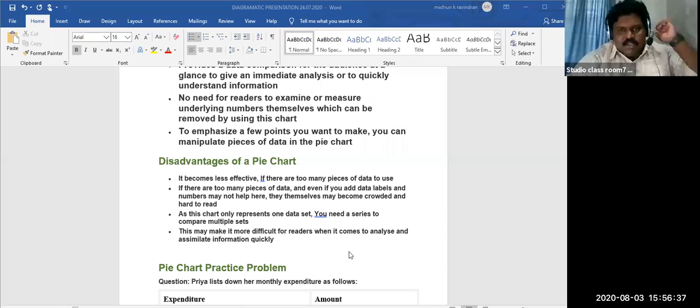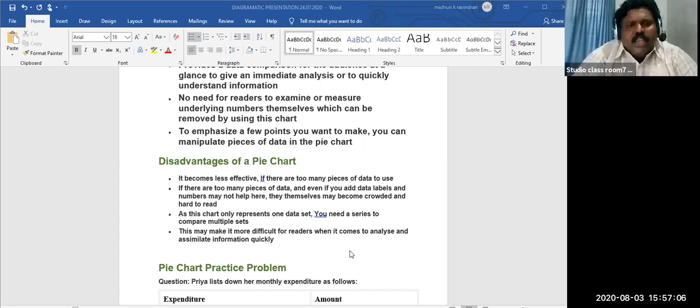Disadvantages of pie chart. Here it becomes less effective. So many data are there, many pieces, many slices are there. It is difficult to present the data because it will look awkward. We are unable to identify that. For a few or a smaller number of data, beautifully we can illustrate the data, but if more data are there, it is difficult to use a pie chart.